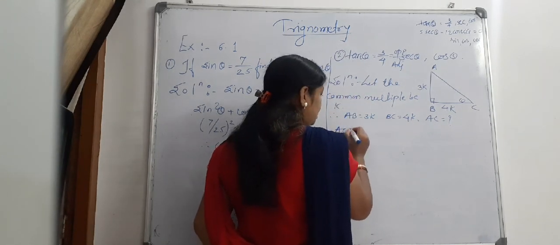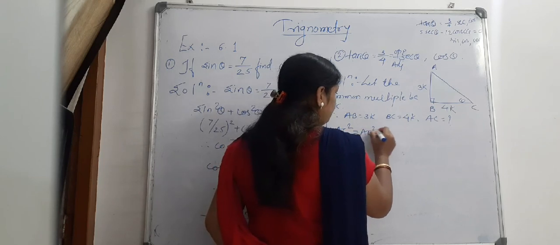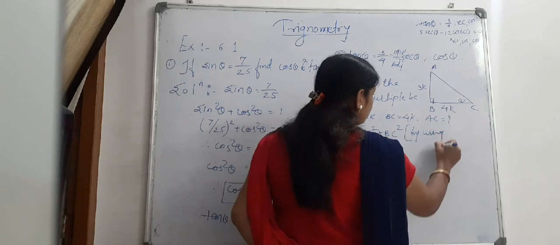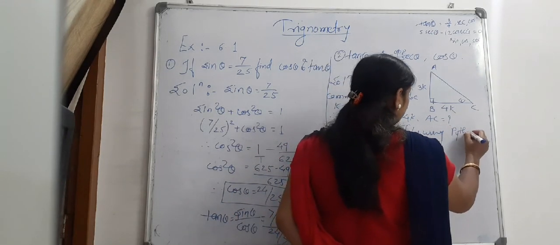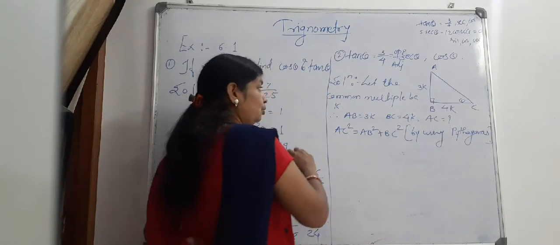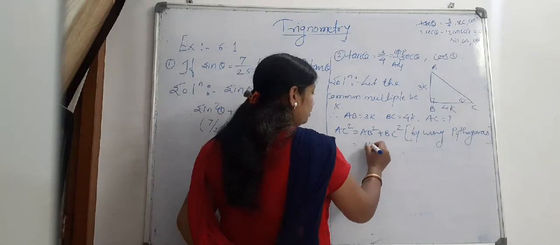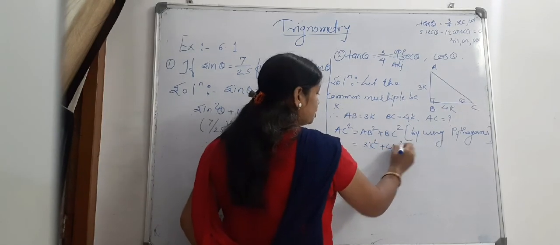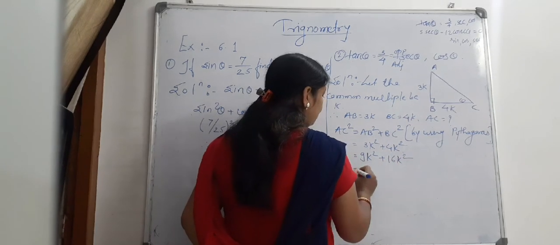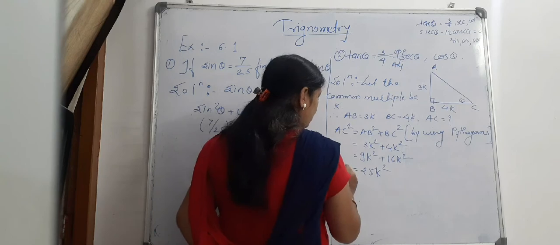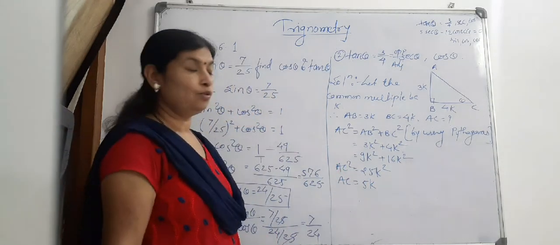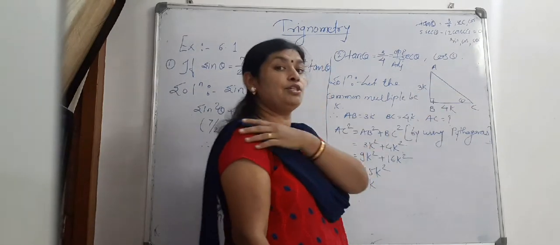First you have to find out AC by using Pythagoras. AC square equal to AB square plus BC square. Then put the value. AB is 3k square, BC is 4k square. 3k square means 9k square plus 16k square. 9 plus 16, 25k square, means AC is how much? 5k. First always you have to find out the hypotenuse or any one side which is not given.